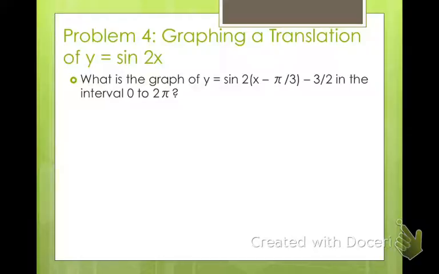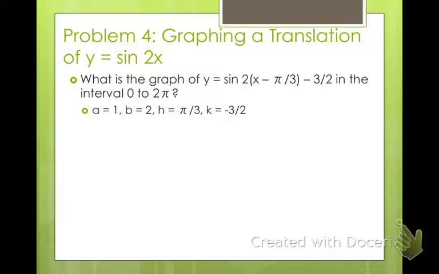In order to be able to graph our translation, first we have to know what our parent function graph looks like. So in this case, our parent function is y equals sine of 2x. So we need to graph that. Sorry if you got a sneak peek of that. But first let's look at our values. A is 1 because there's no number in front of the sine. B is 2. H is our value, pi over 3, and K is our value of negative 3 halves.